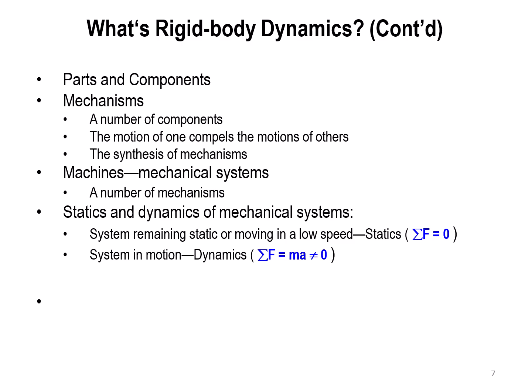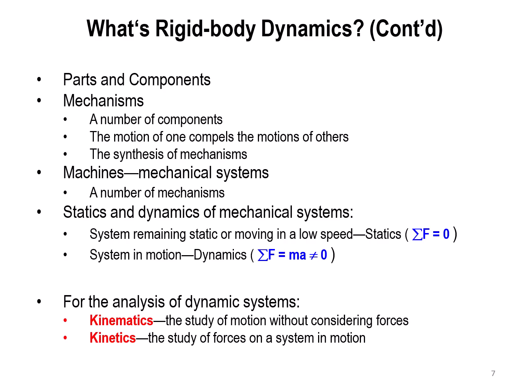Well, in the case of statics, we are going to have the system remaining static or moving at a very low speed. For statics, usually the sigma of the forces and the moments are going to be equal to 0. And we can also have a system in motion, which we call dynamics, where the sigma of the moments is not going to be equal to 0, but it's going to be the mass multiplied by the acceleration. Finally, for the analysis of a dynamic system, we can consider the kinematics, which is the study of motion without considering the force. And we have the kinetics, which is the study of the forces on the system in motion.